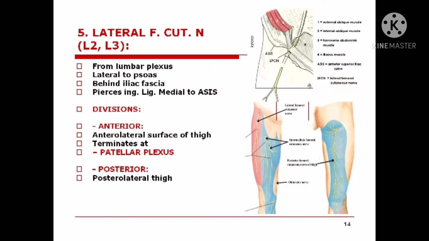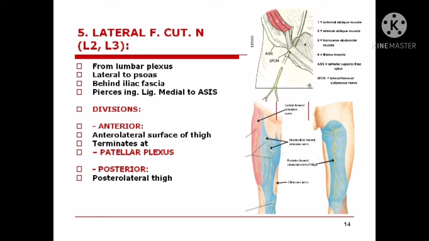The lateral femoral cutaneous nerve, its root value is L2 and L3, arises from the lumbar plexus. It passes lateral to the psoas major muscle behind the iliac fascia. It pierces the inguinal ligament medial to the anterior superior iliac spine, as is shown in the diagram. It divides into anterior and posterior branches.